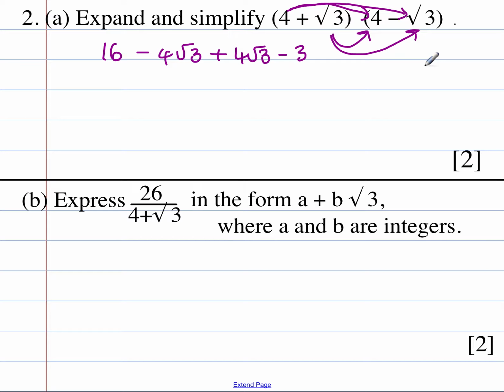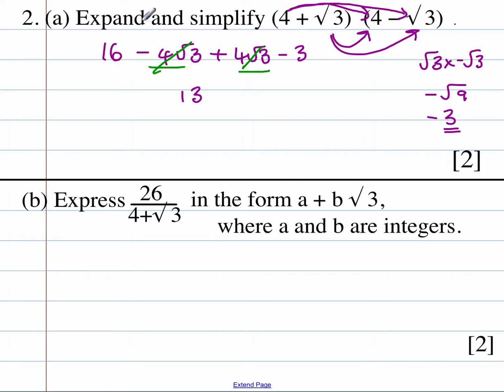Let's just quickly have a look at that. When root 3 is multiplied by this negative root 3, that will give me negative root 9. If I square root 9, I get negative 3, just to explain why that turned into a negative 3. Now collecting the like terms, let's have a look at this middle bit. I've got negative 4 root 3, and I'm adding a 4 root 3. So negative 4 plus 4 would give me 0 lots of root 3. So this actually disappears. Then I'm just left with 16 take away 3, and my final answer is 13.